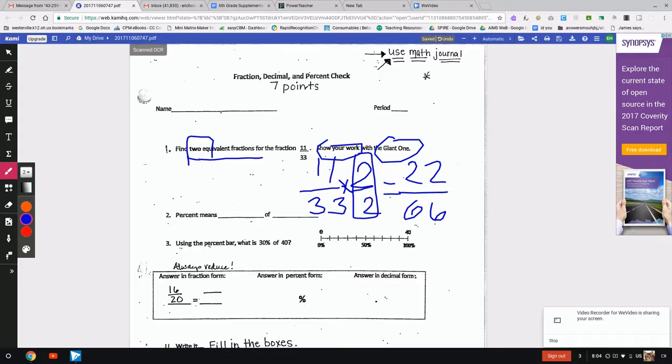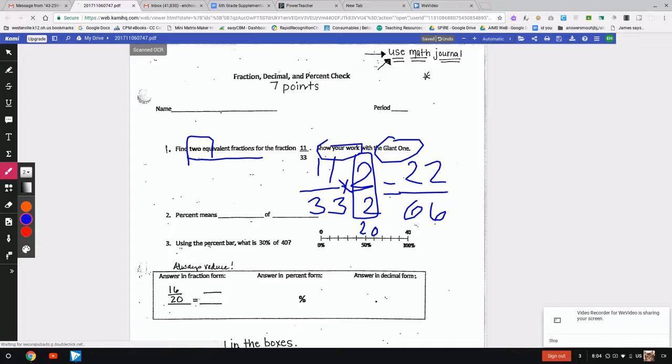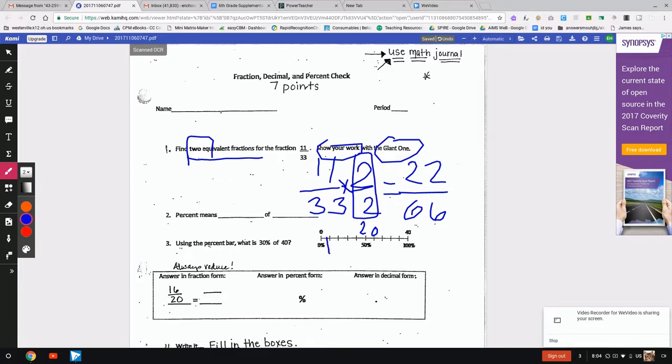Using the percent bar, what is 30% of 40? So here we go again. We had this question earlier this year. It's in your notes. Just look through them. But remember, we found if you can find 20, which is 50%, if you can find 10, you can easily find 30%, and then you can just multiply it by 3.